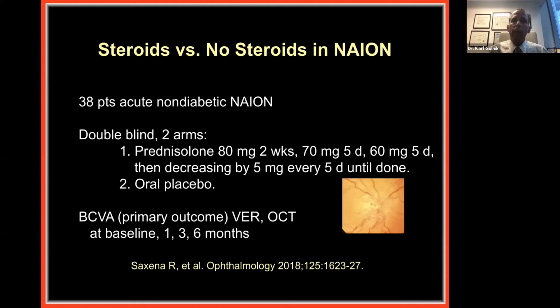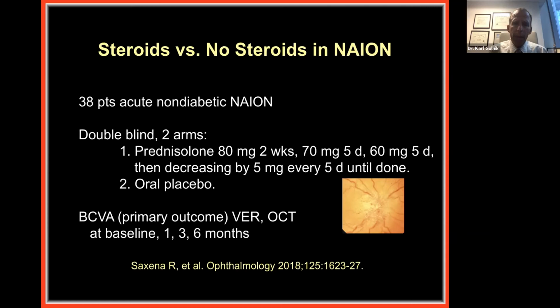But this one was a very recently reported paper about a year ago from India. This is a randomized controlled trial where they had 38 patients with acute NAION. One of the exclusion criteria was diabetes. So you couldn't have diabetes and get in this study. It was double blind with 2 arms. One group got oral prednisolone in the schedule that you see, 80 for a couple weeks, 70, and so on, then decreasing. This was the protocol, I believe, that Dr. Hayreh used in his retrospective study. The other group got an oral placebo.